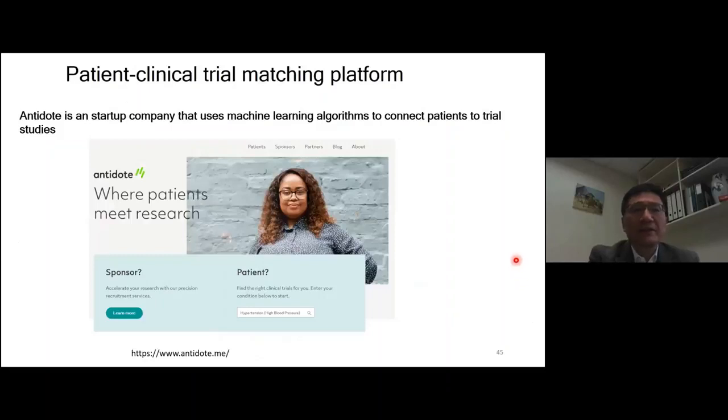And the patient clinical trials matching platform. So this is a startup company that used machine learning to connect patients to clinical trials. And so you just simply input certain information. So what the patient needs, research, for example, sponsors, patients, and so on, you can input information, and then they can quickly provide you with certain information.